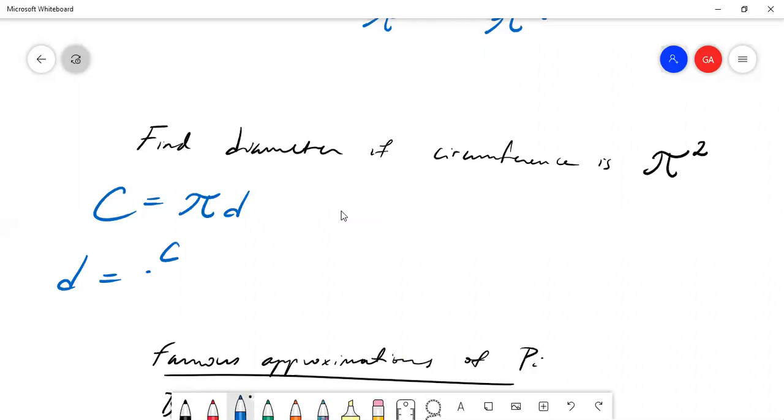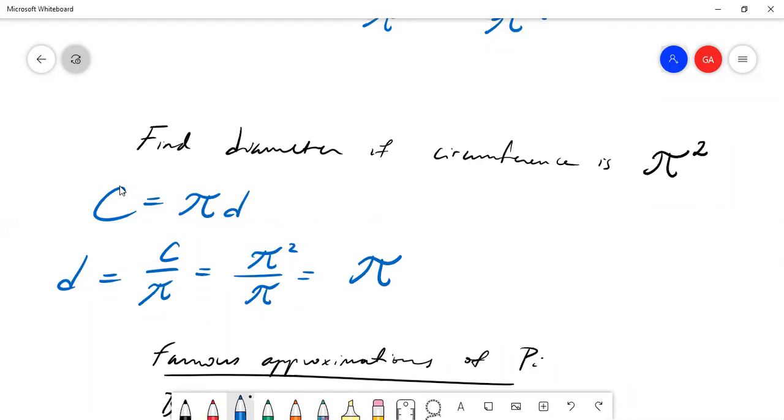You just divide by pi on both sides, right? And now I'm given the circumference, so I'm going to plug that in here. And so it's pi squared over pi, and so the diameter is just pi. Okay, so does this make sense?